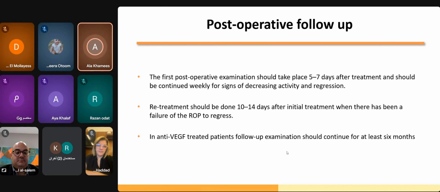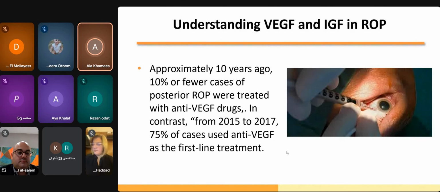And after that, once yearly until they complete 6 years of age. We know there are other associated risks and visual problems with the ROP patient aside from the retinopathy of prematurity. So we need more understanding of vascular endothelial growth factor and insulin-like growth factors in retinopathy of prematurity. We need more evaluation of their systemic effects, systemic side effects.